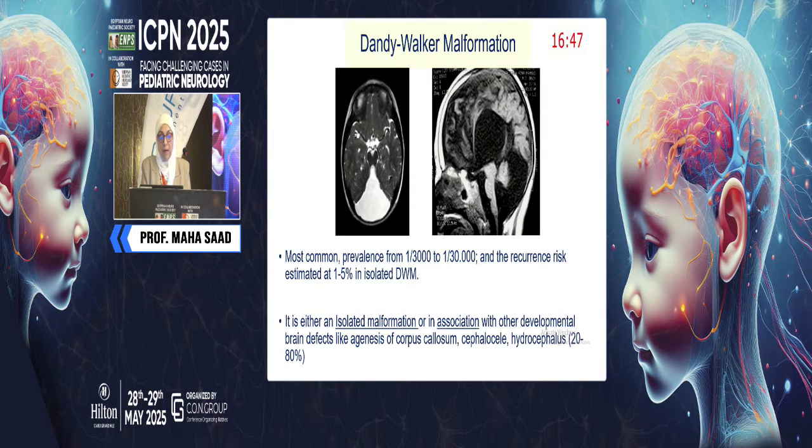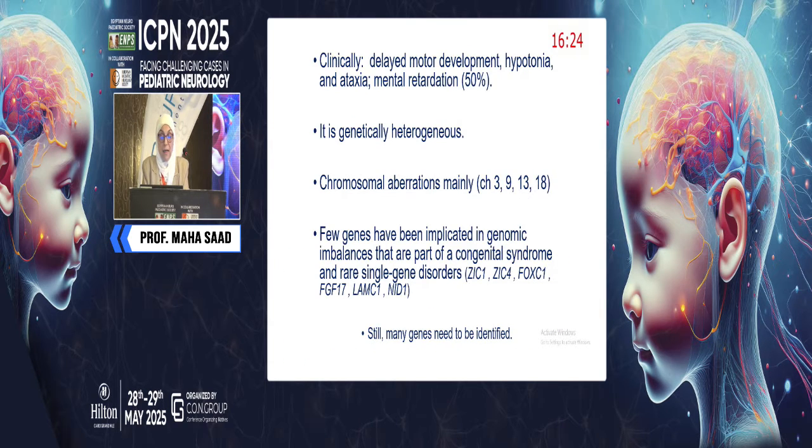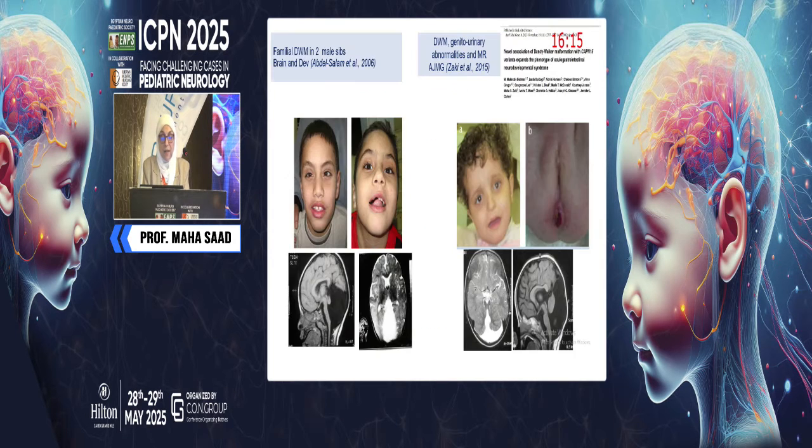Predominantly involving the cerebellum, the most common is Dandy-Walker malformation, which is a form of cystic dilatation of the fourth ventricle, with elevation of the torcular. It may be isolated or in association with other disorders like corpus callosum anomalies, cephalocele, like we saw in the previous lecture with heterotopia. It is with many genetic malformations, and many genes have been identified, but still many genes are not yet identified.